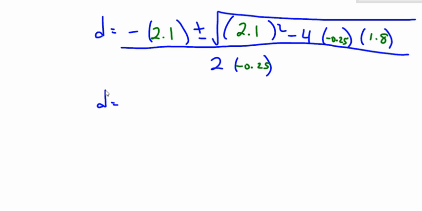So let's calculate this out. In your calculator, do this math. So 2.1 squared, subtract bracket 4 times negative 0.25 times 1.8, and square root that, and you should get this.